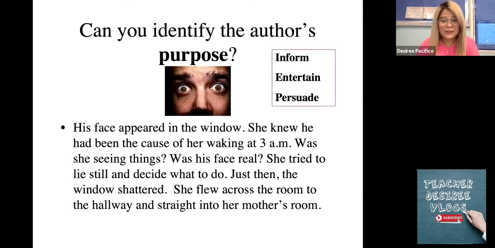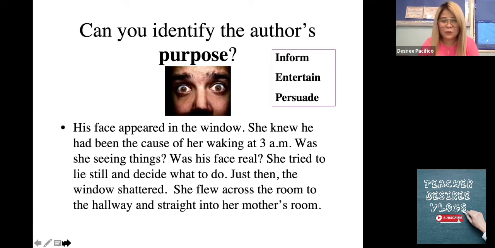Now this one. I need you to listen carefully. His face appeared in the window. She knew he had been the cause of her waking at 3 a.m. Was she seeing things? Was his face real? She tried to lie still and decide what to do. Just then, the window shattered. She flew across the room to the hallway and straight into her mother's room.